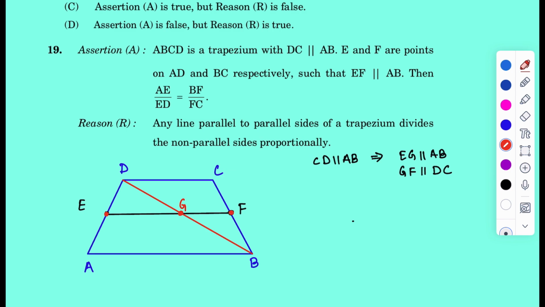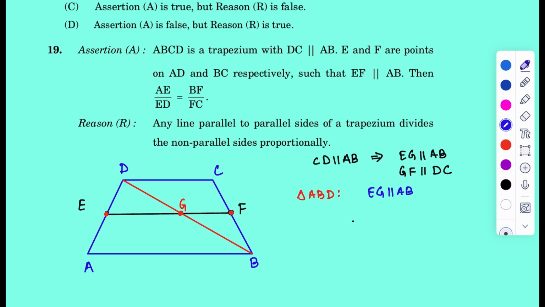Now, if you draw the line BD, then it divides the whole trapezium into two triangles. So first, in triangle ABD, we get EG is parallel to AB. As EG is parallel to AB, we can apply the basic proportionality theorem in triangle ADB, because EG is parallel to AB, so it will divide the other two sides in the same ratio.